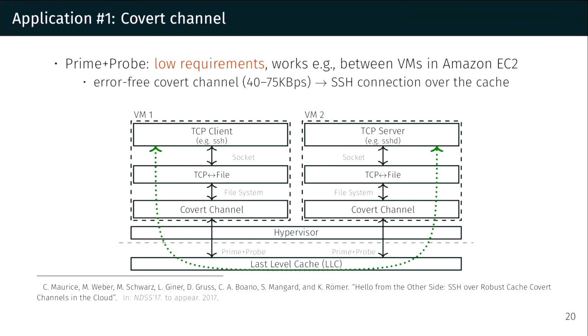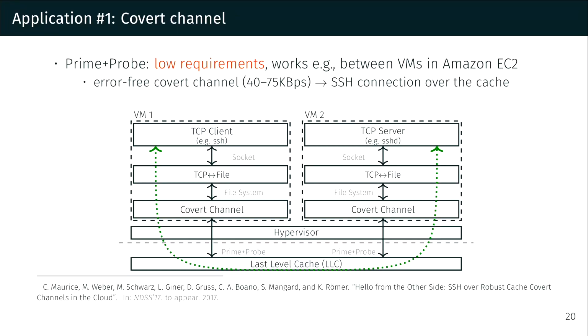So the really nice thing about prime and probe is that it has really low requirements. It doesn't need any kind of shared memory. For example, if you have two virtual machines, you could have some shared memory via memory deduplication. The thing is that it's highly insecure, so cloud providers like Amazon EC2 disable that. We can still use prime and probe because it doesn't need this shared memory.